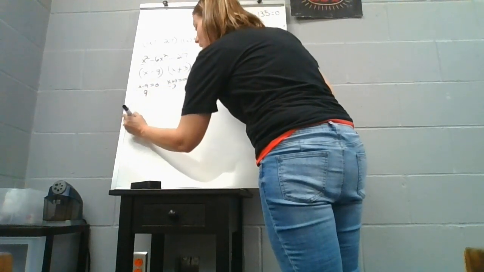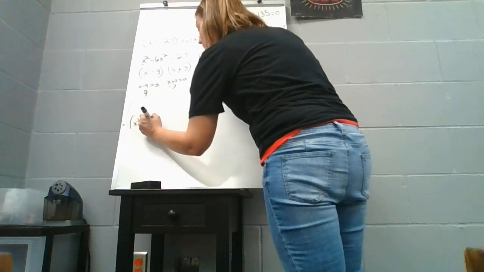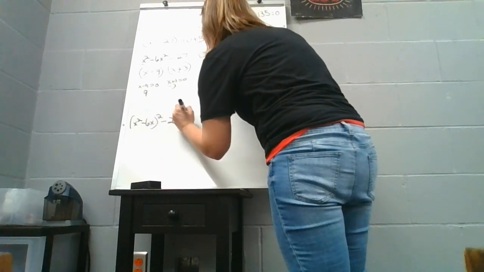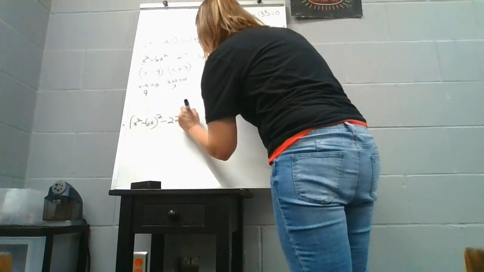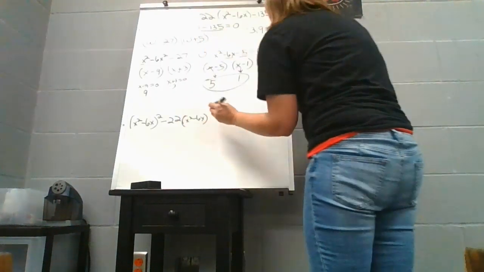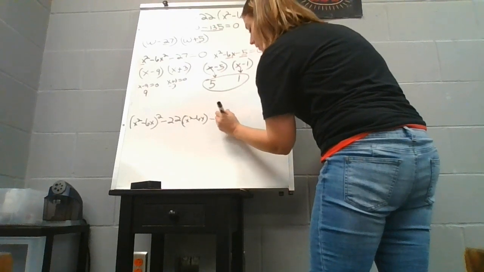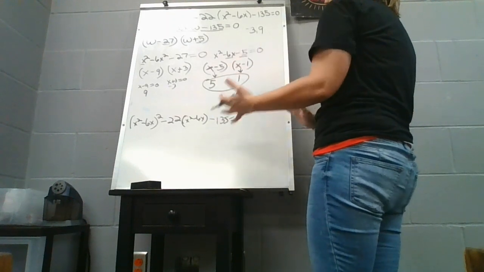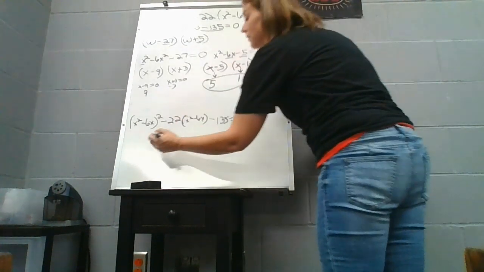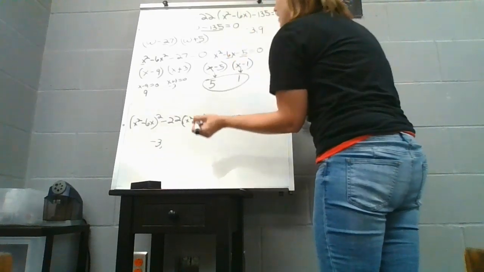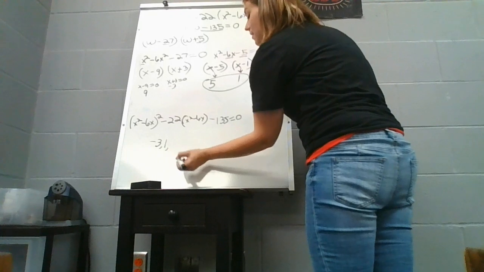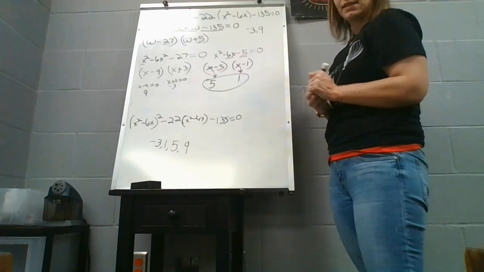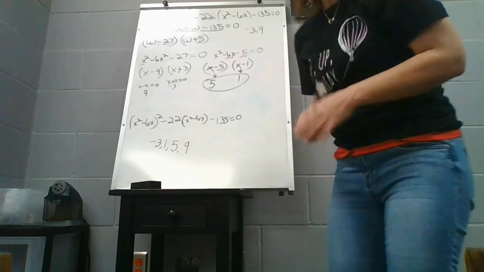So for (x² - 6x)² - 22(x² - 6x) - 135 = 0, your solution set, you start from the highest negative to the highest positive. You do -3, then you have 1, 5, and 9. And that is how you simplify a quadratic function. Thank you.